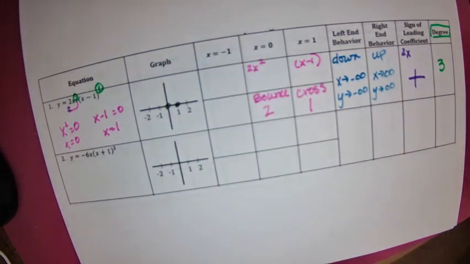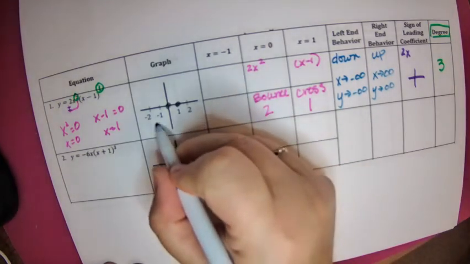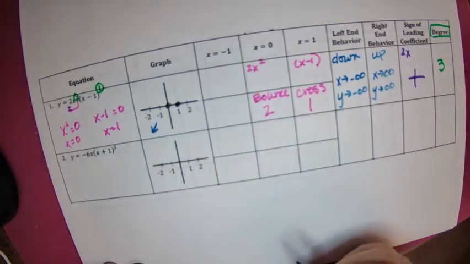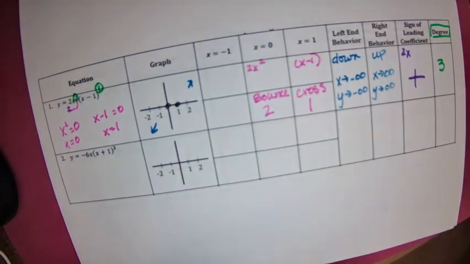So I need to mark the 1. So this is how we're going to sketch. Now, sketch means not exact. It's just kind of giving us a general idea. Our left hand is down, so we're going this direction on the left side. On the right side, we're going up that direction. And what we're going to do then is connect the dots.